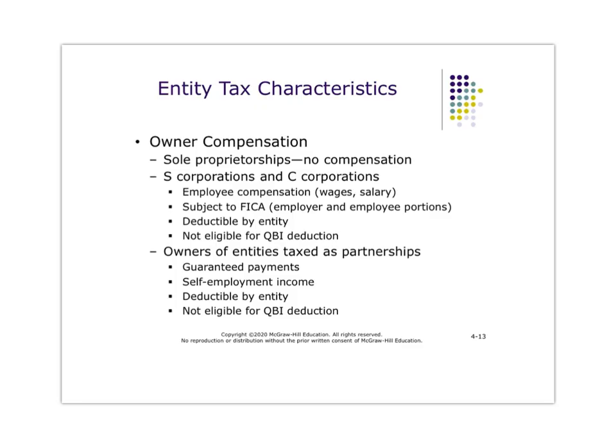For S corporations and C corporations, wages and salaries are subject to FICA. And then they're deductible by the entity, and they're not eligible for the QBI deduction. And we already talked about that. For partnerships, you have these guaranteed payments, and that would be considered self-employment income, and it's deductible by the entity. So it's going to reduce the income of the business, but it's not eligible for that qualified business income deduction.